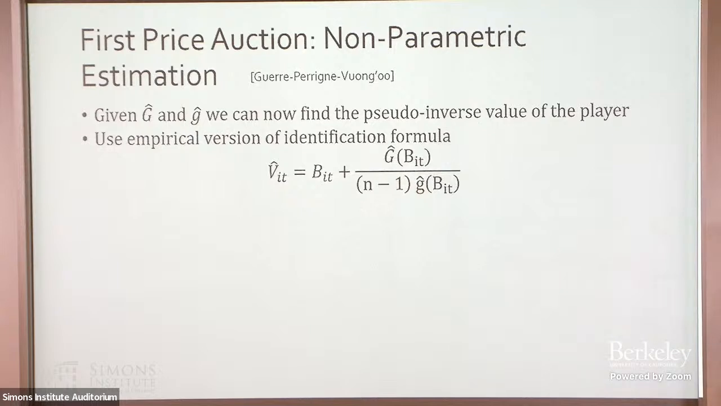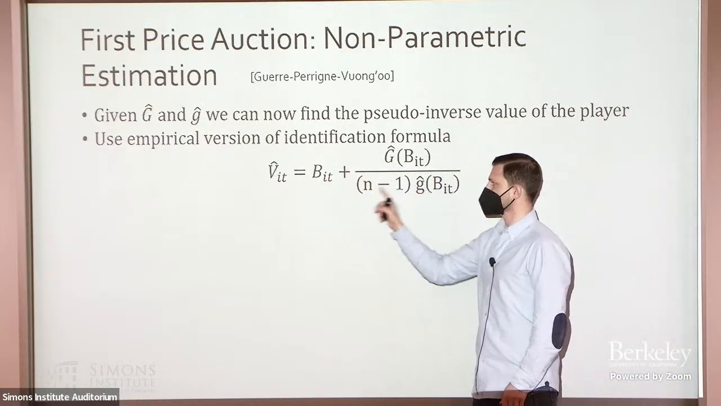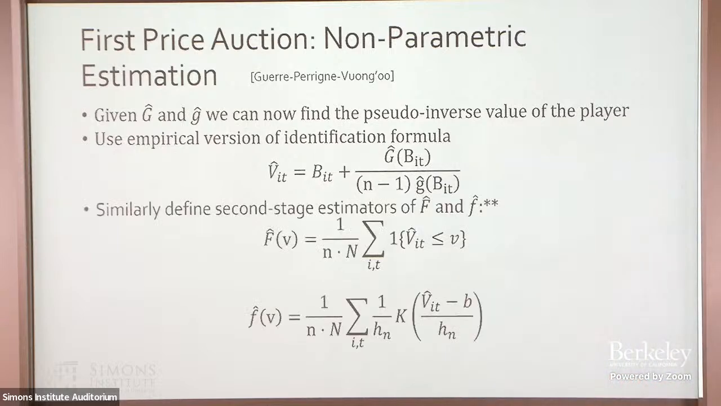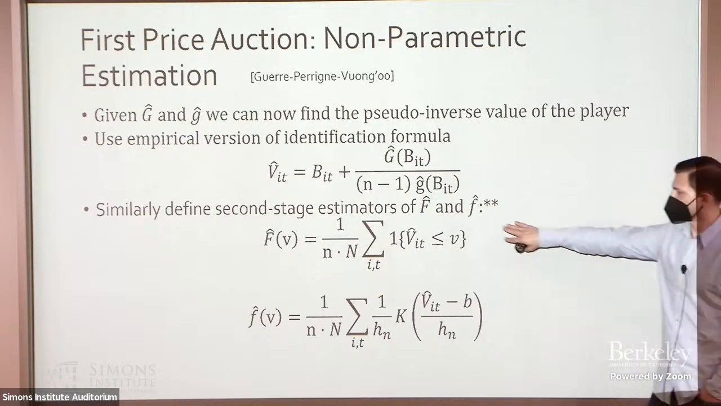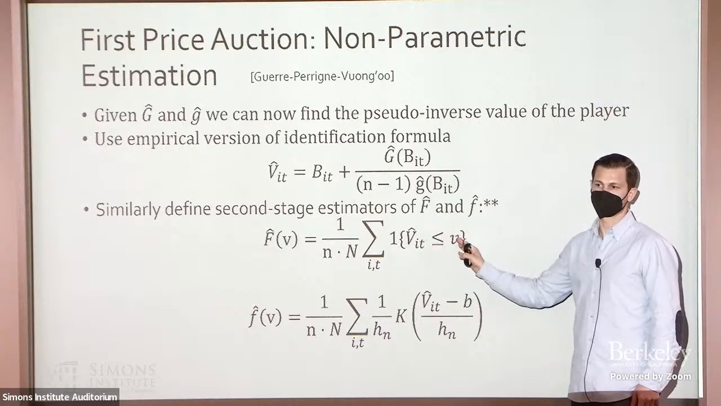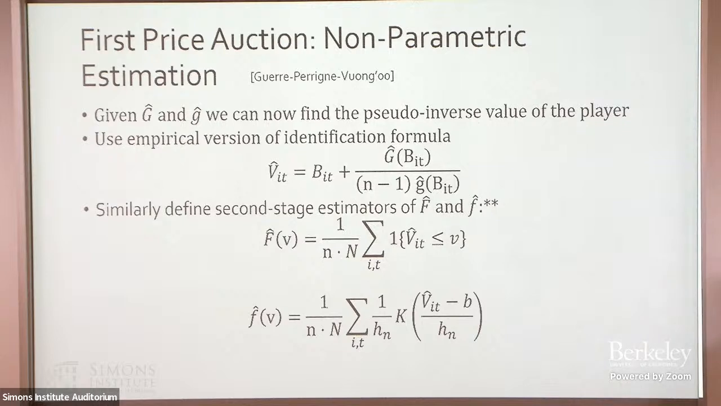And so for every sample of bids in my data, I'm going to get a sample from the values. Then I can similarly define empirical analogs of the CDF of the values by looking at how many values fall below every v, and also use a kernel-based estimator of the density. So that's the approach proposed in this paper, the GPV paper.